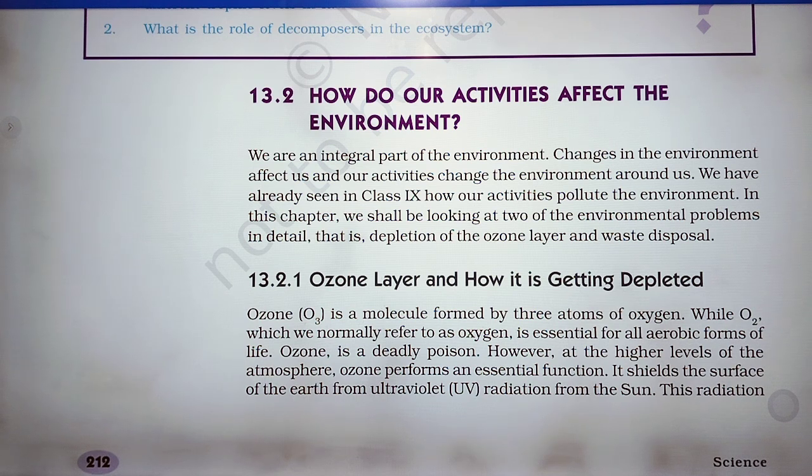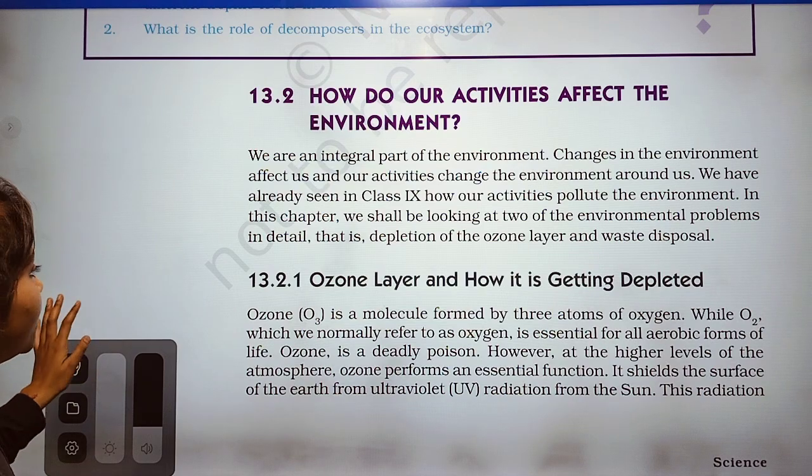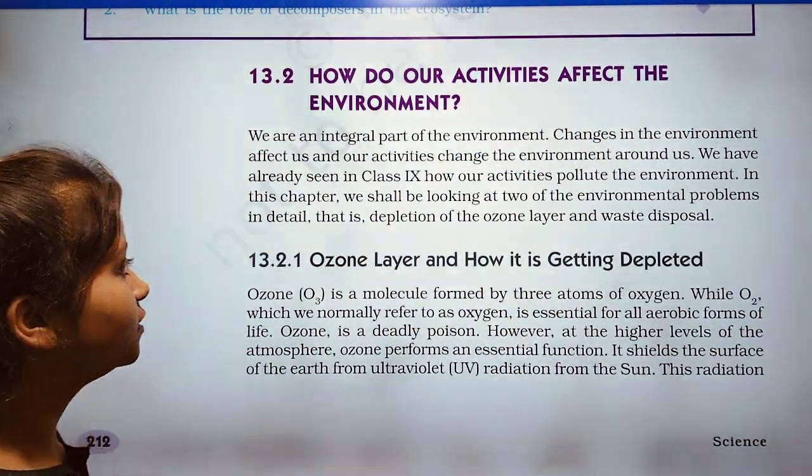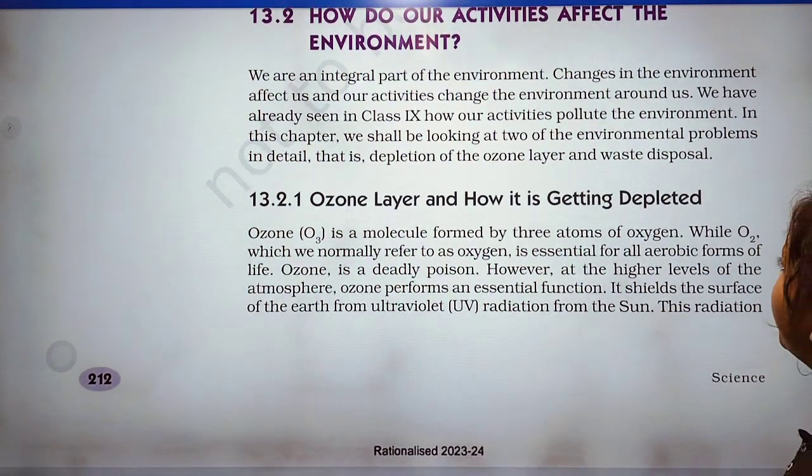In the previous class we had already discussed how our environment gets polluted. But in this chapter we will discuss two environmental problems in detail: the depletion of the ozone layer and also waste disposal. Depletion means reduction. So the first one is the ozone layer and how it is getting depleted.